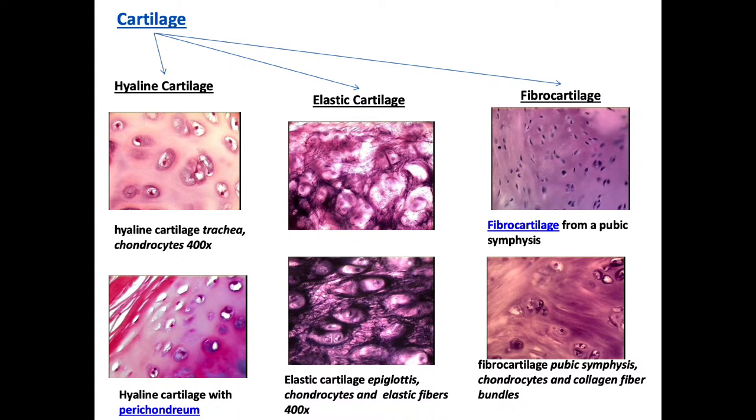Besides, what is the difference between these cartilages? For example, from the point of view of perichondrium, what is perichondrium? Do you know? What is perichondrium? Connective tissue. What is the perichondrium usually for? Provide food and oxygen. Why are food and oxygen provided by the perichondrium?